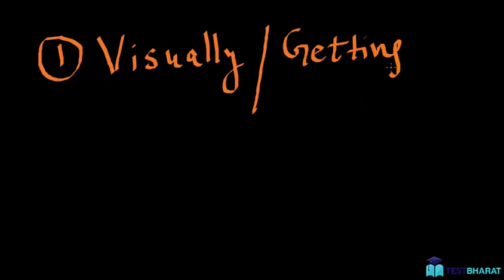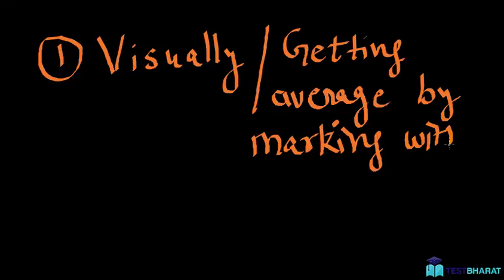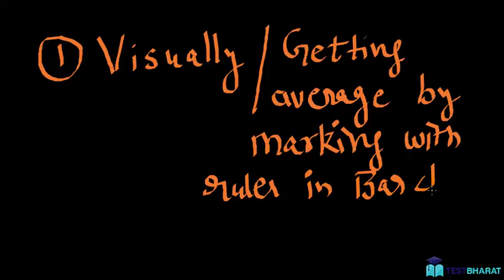First is visual, and this was getting the average by marking with a ruler in bar charts. So this is very useful in bar charts. You can just mark and you get the average.